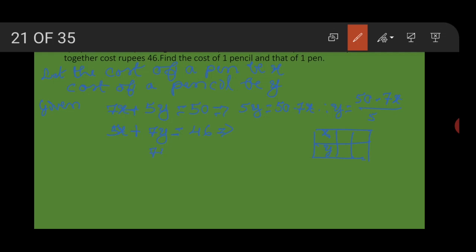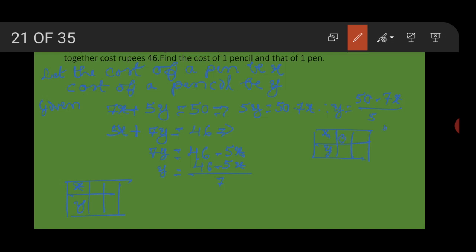Yes, here cost of 7y means 7 pencils cost is equal to 46 minus 5x. So y value is equal to 46 minus 5x divided by 7. Here also prepare the value table. Okay. Now give one value to x here.